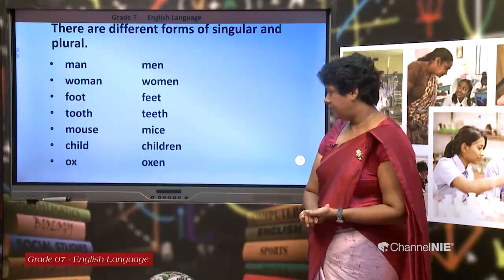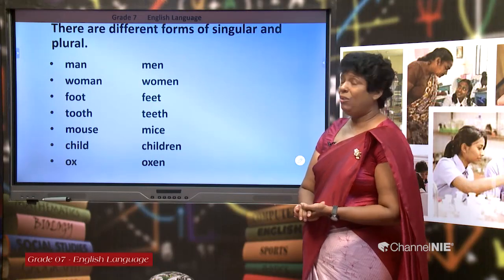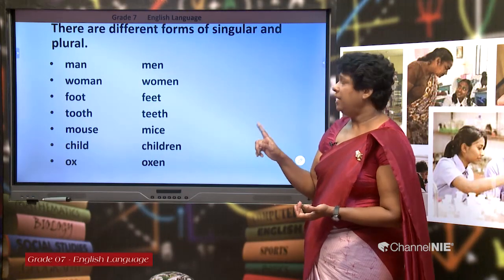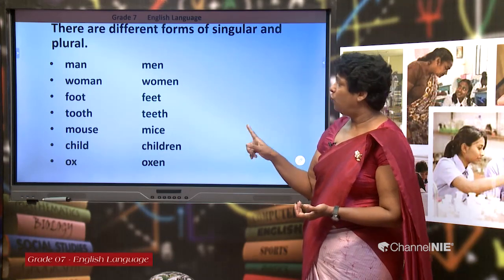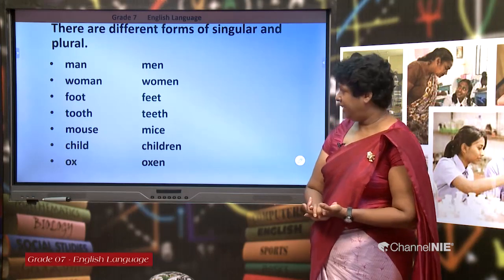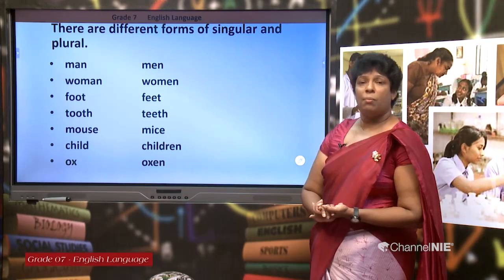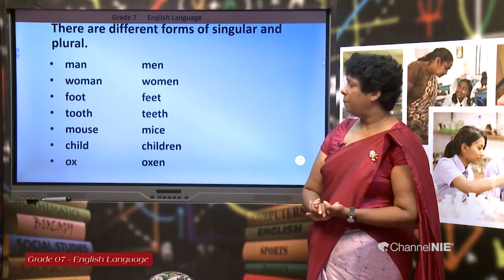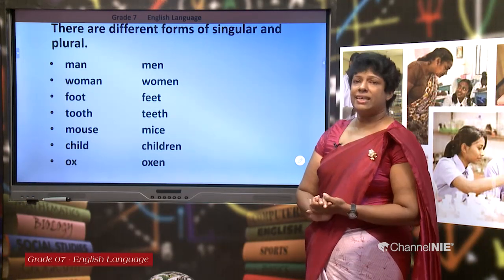Ox, oxen. Again from the beginning, man, men. Woman, women. Foot, feet. Tooth, teeth. Mouse, mice. Child, children. Ox, oxen.